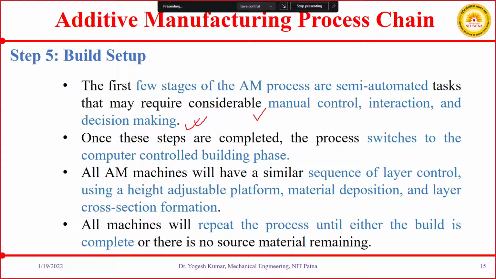Once these steps are completed, the process switches to the computer-controlled building phase, and all AM machines will have a similar sequence of layer control, using a height adjustable platform, material deposition, and layer cross section formation. All machines will repeat the process until either the build is complete or there is no source material remaining.